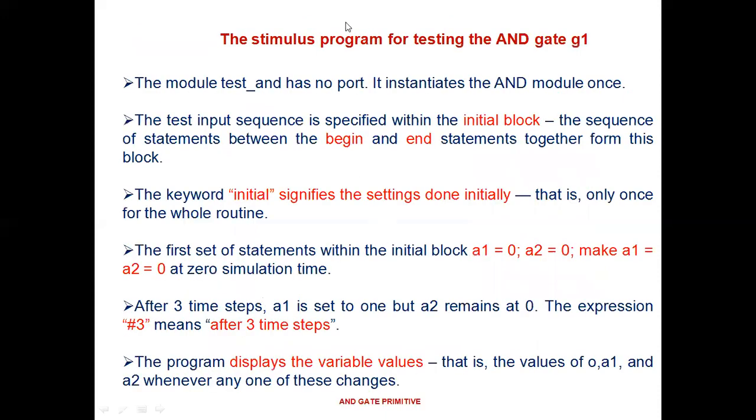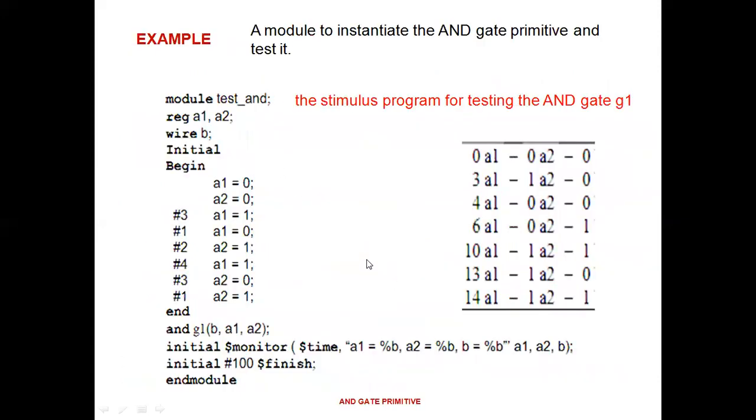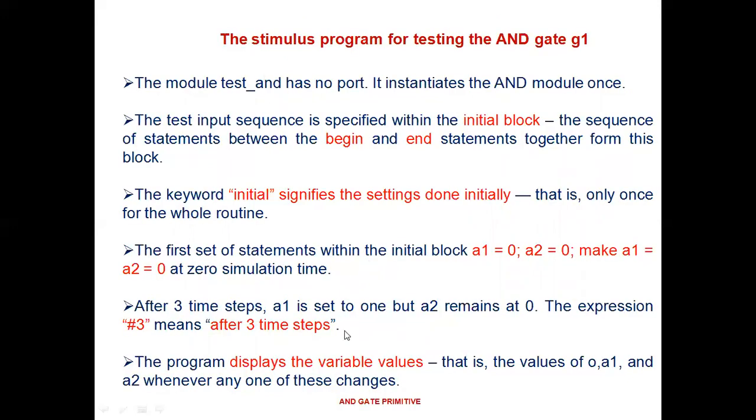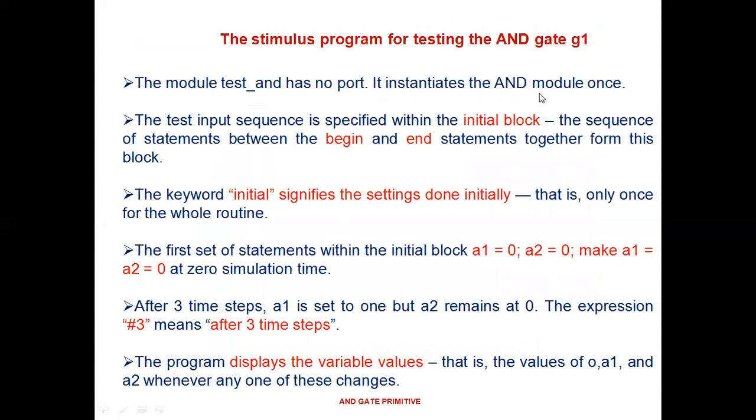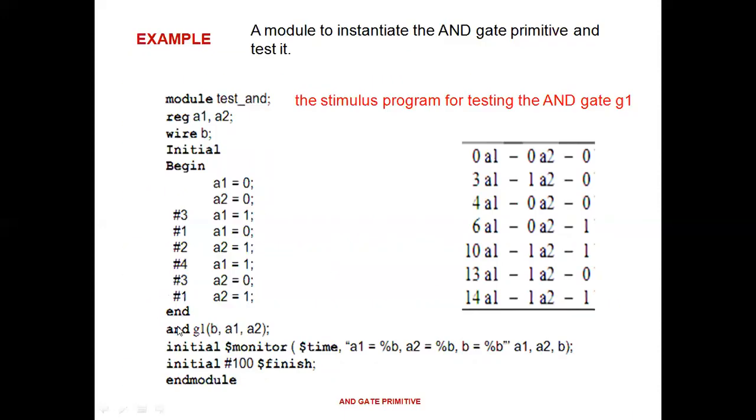Okay, next. This is the explanation of this program. Can we read once all these steps? So first one, the module test underscore hen has no port because it is the test bench. Here we are not mentioning any input ports and output ports, because it is a test bench. Now here there is a gate instantiation, and the gate instantiation we'll mention, but here there is no need. It instantiates the end module once. Yes, we have instantiated the end module here.